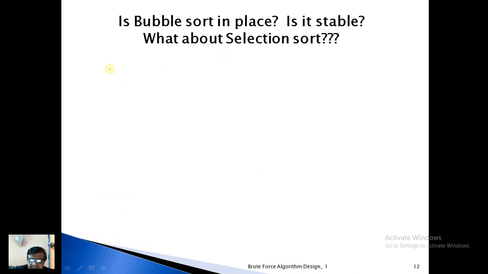Now we will take up selection sort. Of course, selection sort will also not make use of any extra space. It happens just like shuffling in a single array. Therefore, it is in place. Selection sort is also in place, and we will verify whether selection sort is stable or not. We will take an example for that.